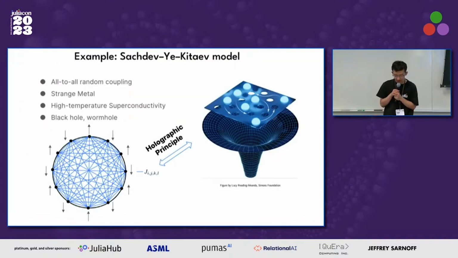With all the packages we developed, we were able to study two outstanding physics models with unprecedented accuracy and efficiency. The first one is the so-called SYK model, which was first proposed as spins with all-to-all random couplings. This is related to condensed matter physics, such as strange metal and high temperature superconductivity. It's also connected to black hole physics by the so-called holographic principle.